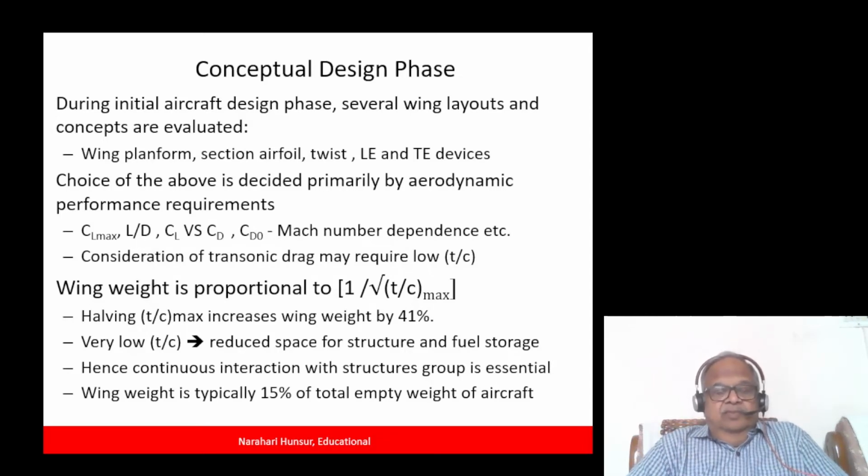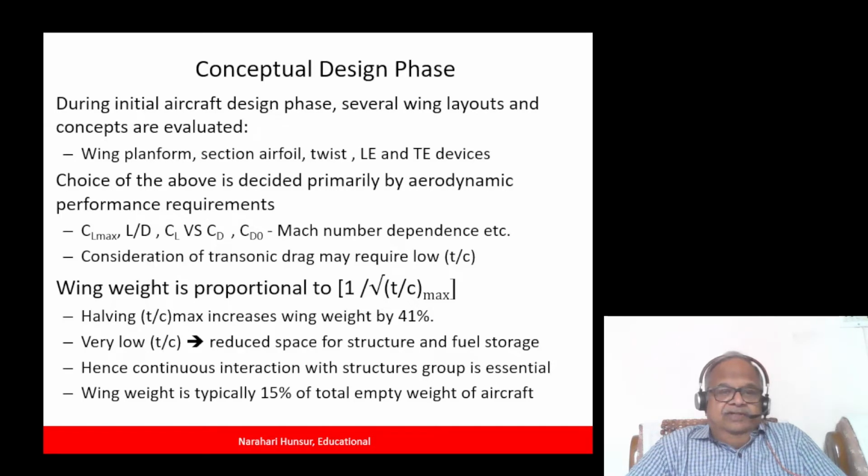And because of this consideration of transonic drag rise, we may want to have as low a T by C, or thickness to chord ratio, as possible. Wing weight is of course proportional to 1 over root of T by C max. This is a thing which has been given to us by the structures group. So every time I reduce the maximum thickness to chord ratio, the wing weight increases significantly. So if my T by C, instead of 12%, I took 6%, the wing weight will go up by 41%.